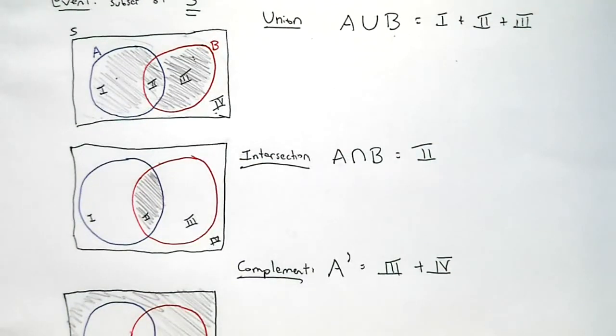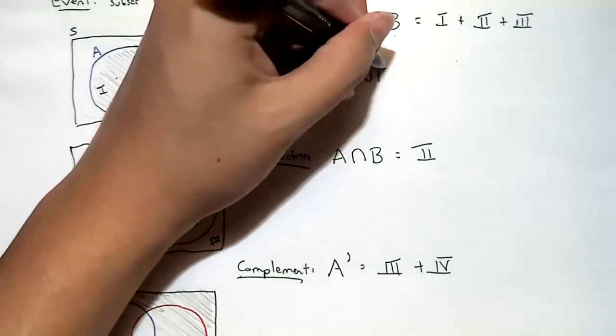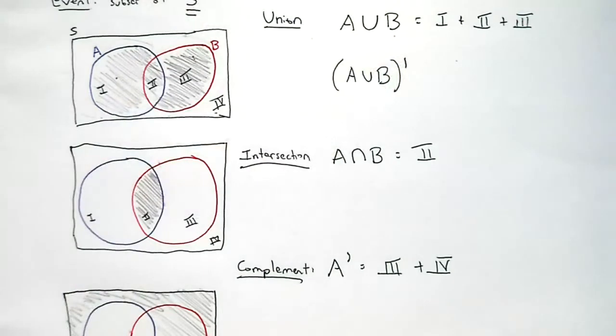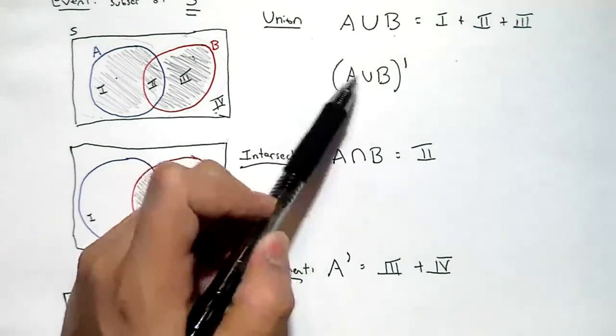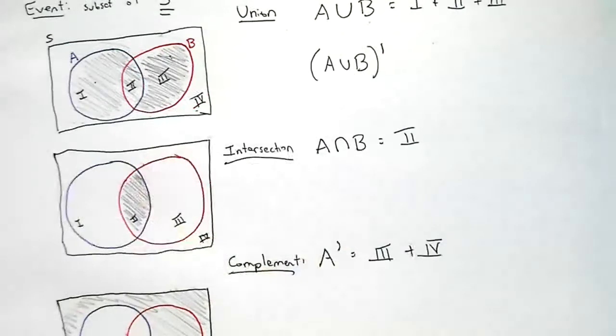So to write that, would the prime go over A and B, or just the whole thing? That's a really good question. In this case, you can just use parentheses. So you have the union of A and B first, and then the complement of that. However, we are going to learn that there's actually several different rules that we can use that help us express this in terms of A and B individually.